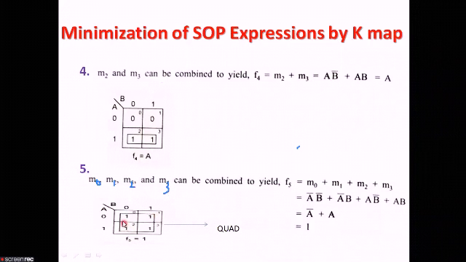So what we can see, this 1, 1, 1 and 1. So let us look at here. F5 will be equal to min term 0 plus min term 1 plus min term 2 plus min term 3. So here we are applying Boolean algebra, that is A bar B bar plus A bar B plus A B bar plus AB. So from here what we can see is that it is A bar plus A. What is the value of A bar plus A? It is equal to 1.